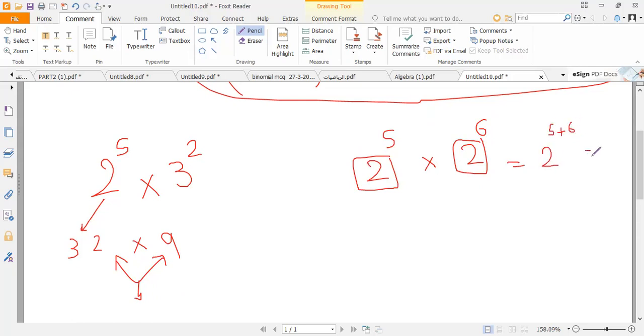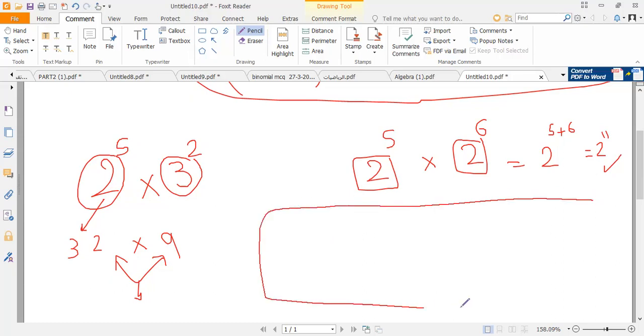So it would be 2 to the power of 11. So this is your answer. But if you have different bases, you will not be able to multiply 2 times 3, and you will not be able to add their powers because you have different bases. You understand?